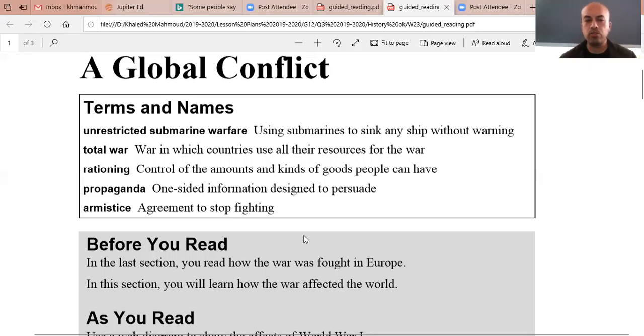Again, guys, this is the third section in chapter 29, and also this is part 2 in our review today. We will start with the terms and the names in this section.